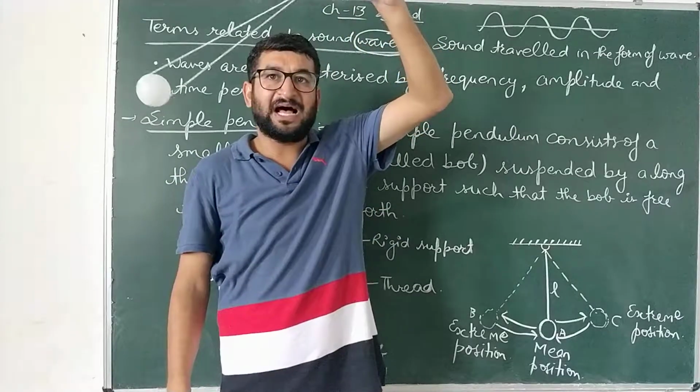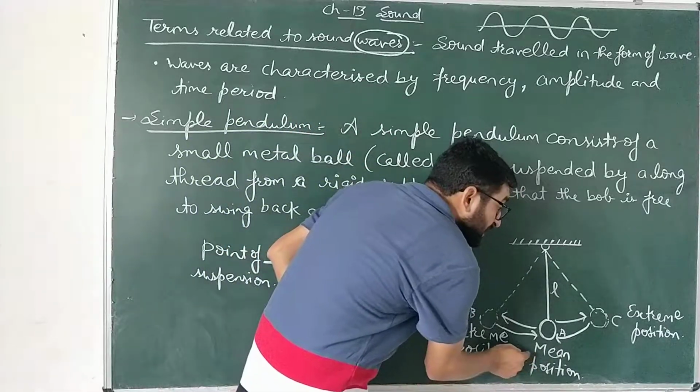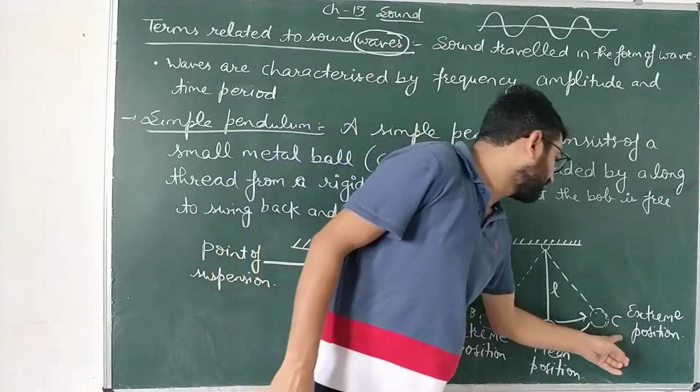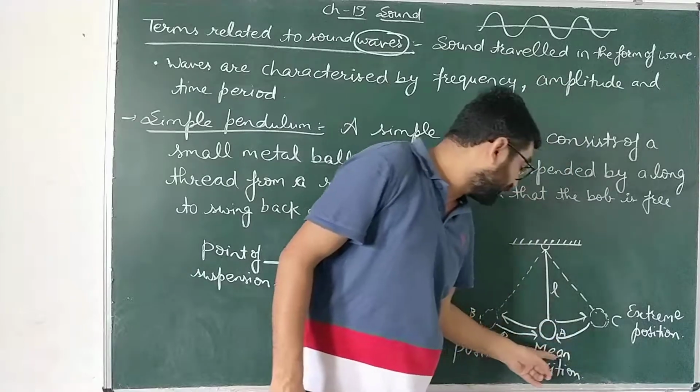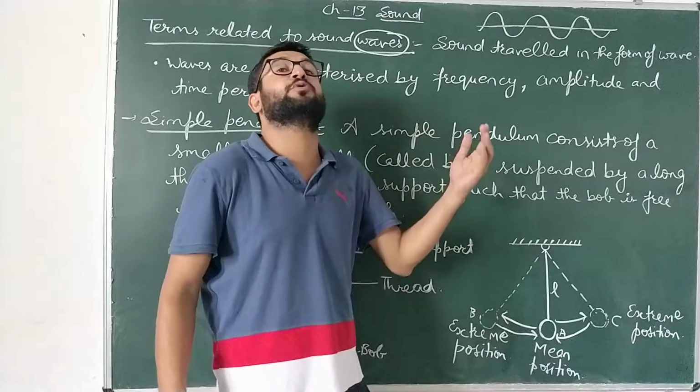So this is how a simple pendulum works, bache. It moves from its mean position to one extreme position, returns back to the mean position, and then goes to the second extreme position on the other side.